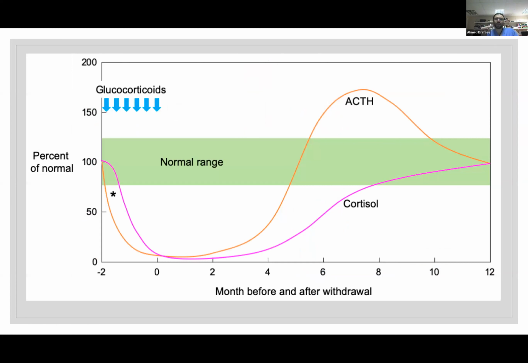This curve shows how the body responds to exogenous glucocorticoids, and when it recovers after stopping them. So this is point 0, after 2 months of glucocorticoids, and then at point 0, they were stopped. So we'll find the recovery of ACTH happens first, and it takes about 2 to 4 months until it reaches the normal levels of ACTH, and then it peaks up because the cortisol level will remain low, and the cortisol will recover in about 8 months after stopping the exogenous glucocorticoid source.